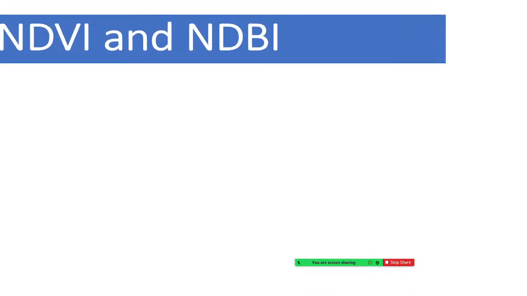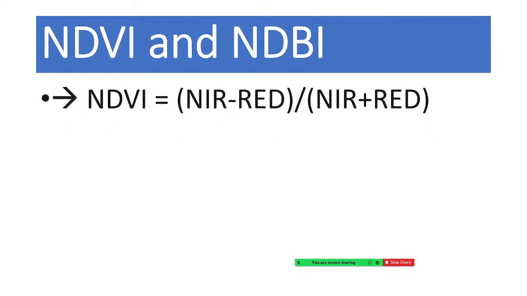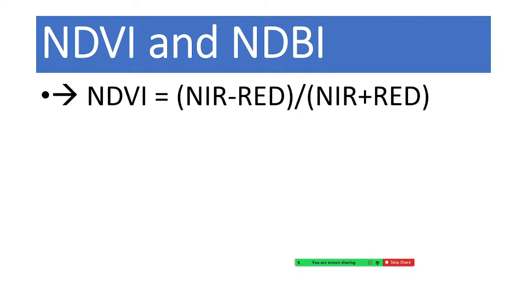You can see this is the NDVI equation. Here I use two indices, the normalized difference vegetation index and the normalized difference built-up index. You can see this is the equation for NDVI: near band minus red band divided by near plus red band. Now you can use this equation in your Google Earth Engine platform and get this result, and we can put this equation in three different ways.